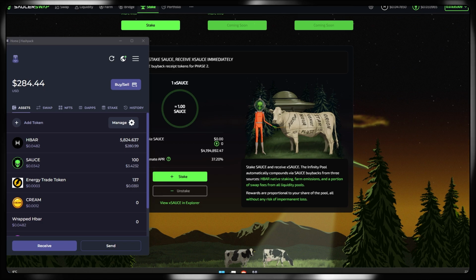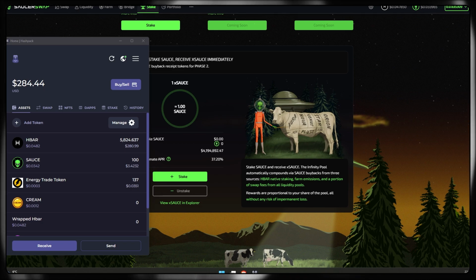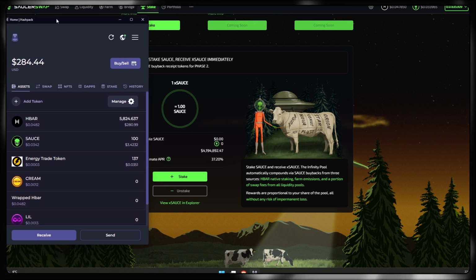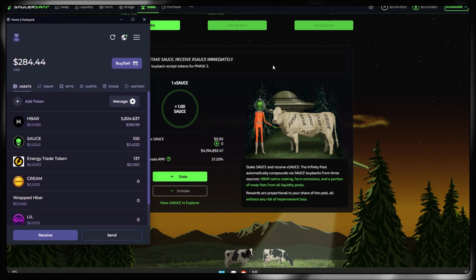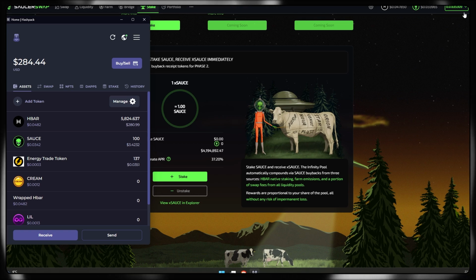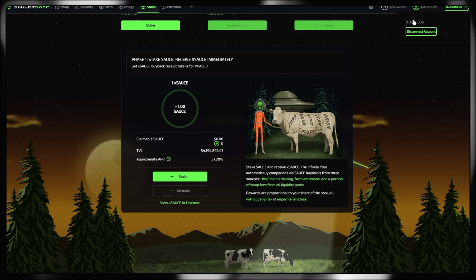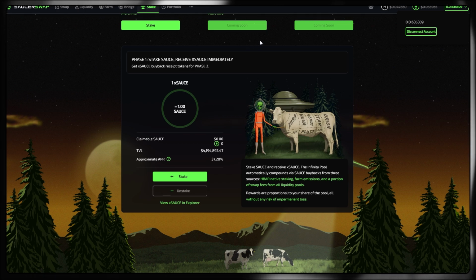Okay. So now I'm logged into my Hashpack wallet. And of course, the first thing, as always, is to make sure that your wallet is authorized to utilize the decentralized application that you're currently visiting. So on SaucerSwap's website, up in the top right-hand corner, you're going to click Connect Wallet and just follow through with the procedure to connect your Hashpack wallet.